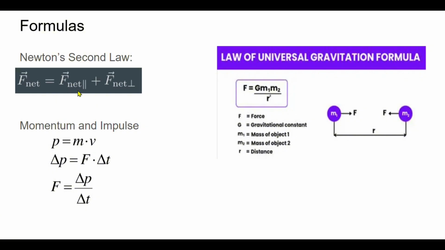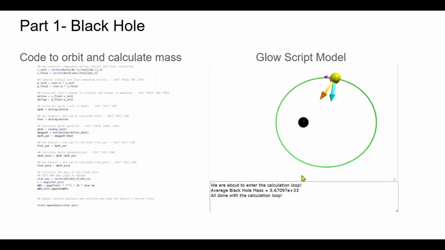We have F net is equal to the parallel force plus the perpendicular force. And then we need some momentum and impulse formulas in order to make our GlowScript code in order to model the motion. And then I think the most important formula for this lab is the universal gravitation formula. And that is the universal gravitation constant times the masses of the objects divided by their radius squared. That's the force of the attraction between the two.